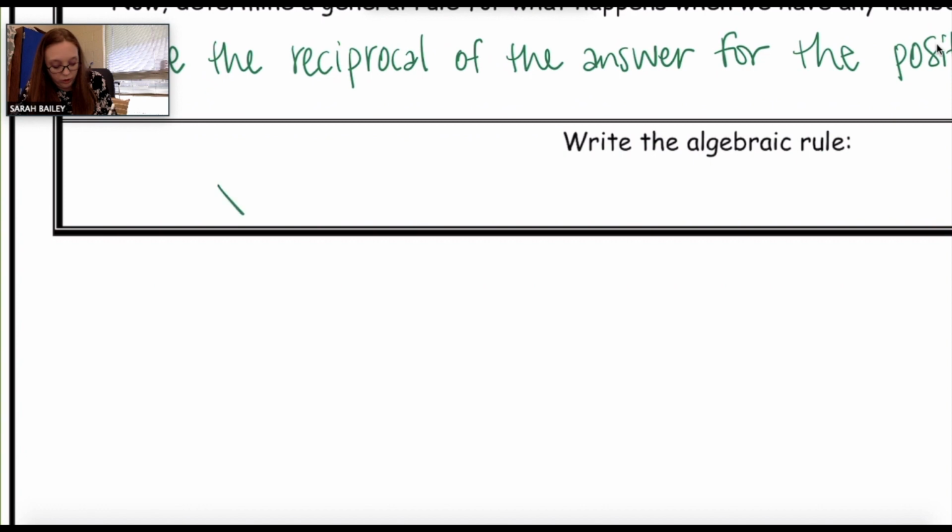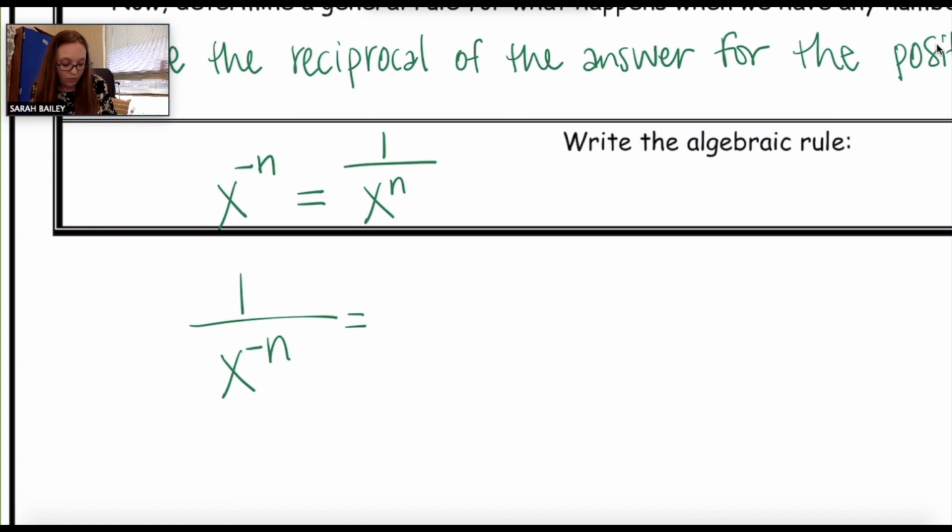Okay, so how would we write this as an algebraic rule? I'm just going to use x, where x stands for some number. So any number to a negative power, where n represents the exponent, but it's negative. If I wanted to know what x to the negative n is, all I have to do is say 1 over that number to the positive power. In other words, I'm taking the reciprocal. That's all that means. If I had this, then it would be this. I want you to highlight those two because those are important.